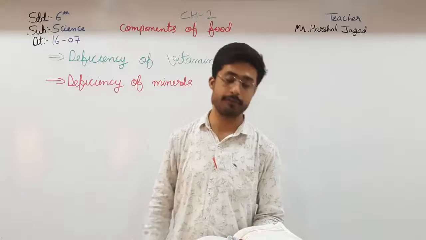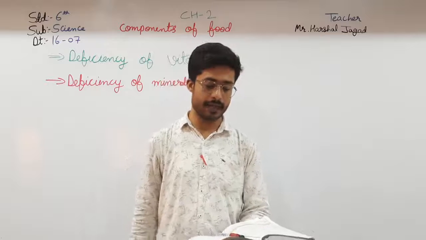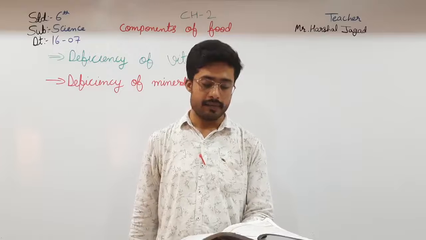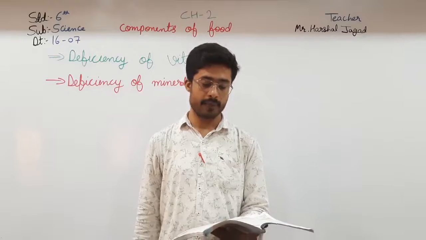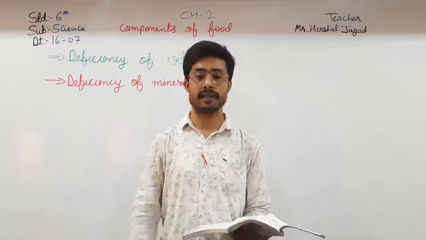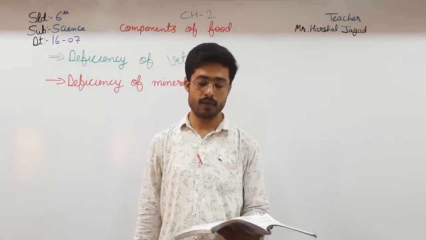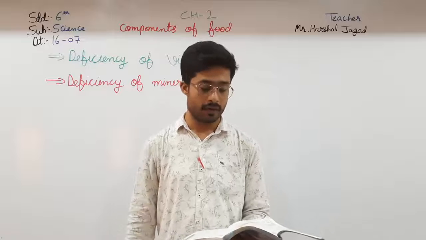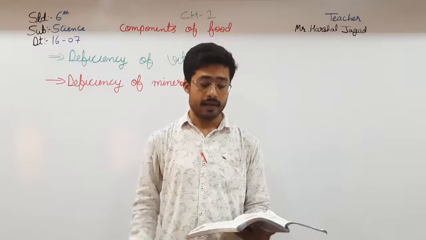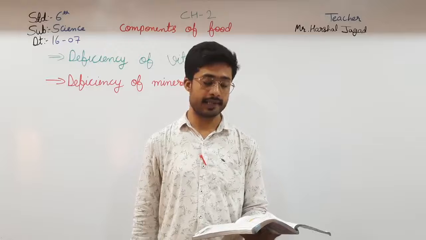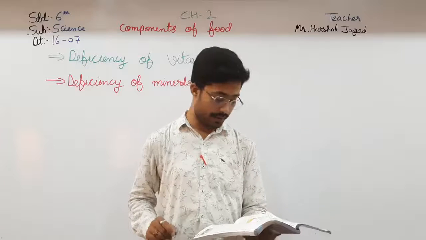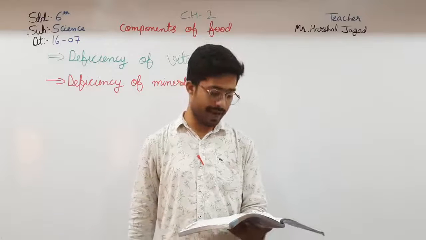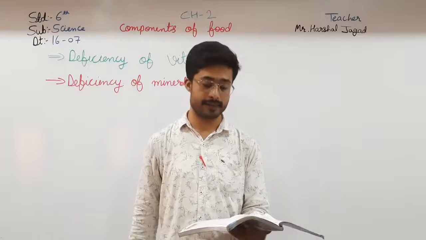Then coming towards the phosphorus. Phosphorus we get from soya beans, pulses, whole cereals, milk and dairy products, and pumpkin seeds. It strengthens bones and teeth and maintains acid-base balance in our body. The deficiency disease is rickets in children, which causes bow-shaped legs and pain in the spine and pelvis.